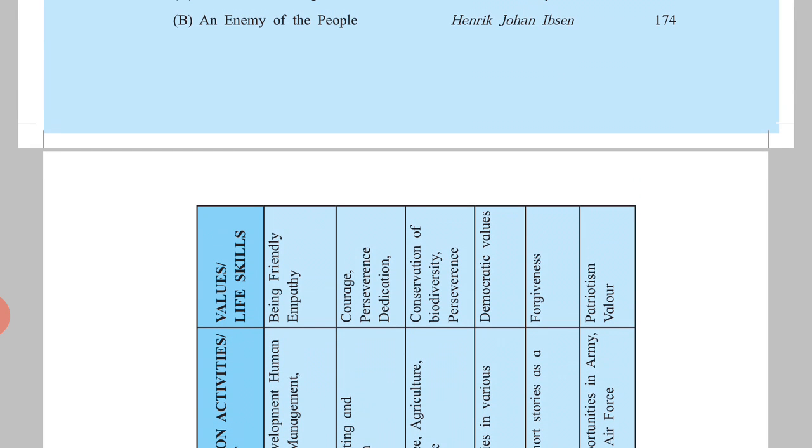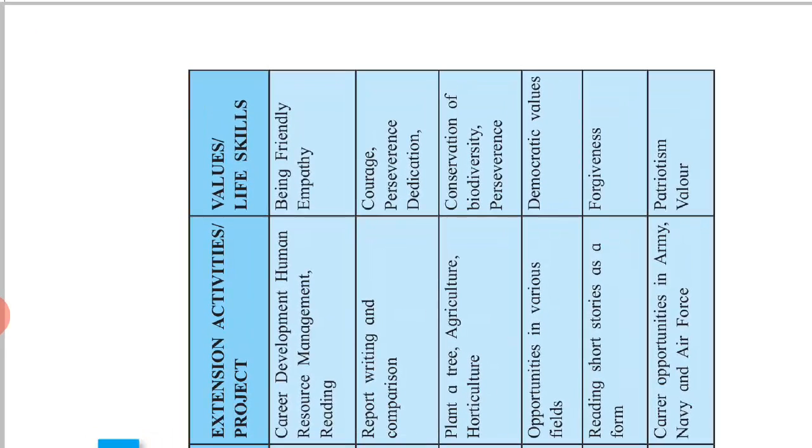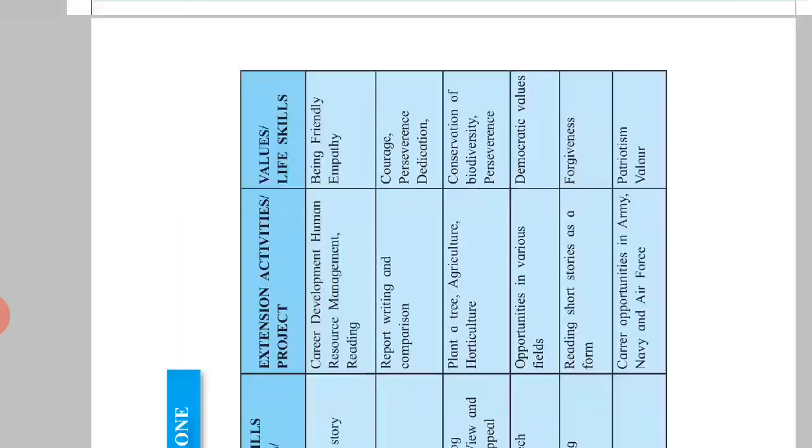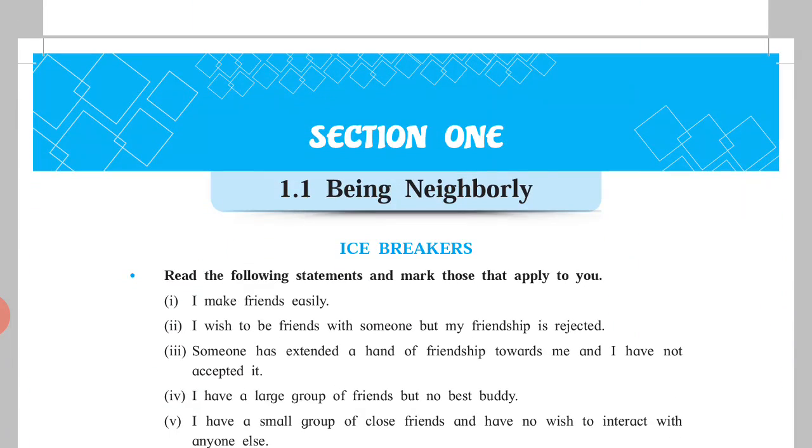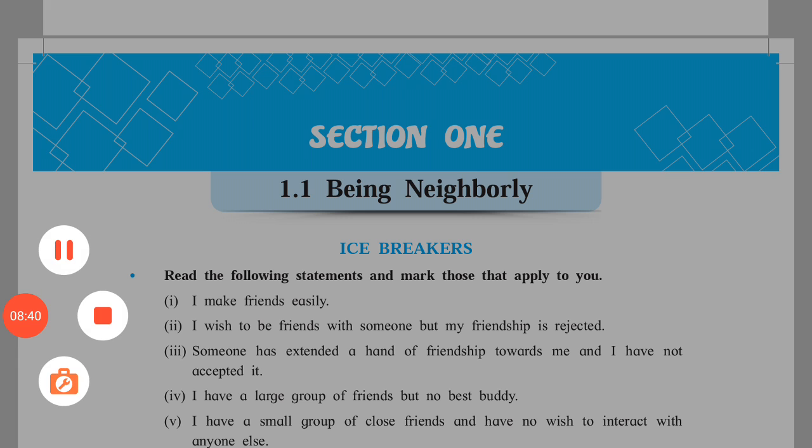Here are some values and skills covered by section one: being friendly, empathy, courage, perseverance, dedication, conservation of biodiversity, democratic values, forgiveness, patriotism and valor. Next one is the actual lesson. In the next video lecture we will study that.